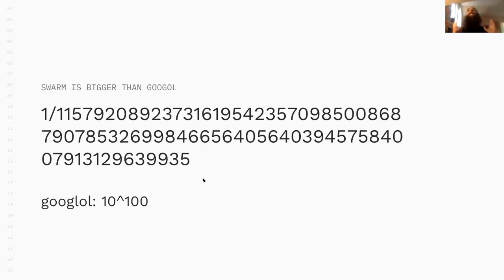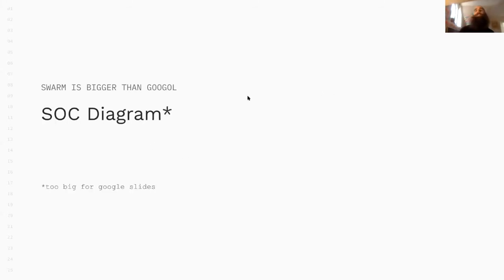As you can see, it's an absolutely gigantic number, and it's actually just over a googol. So Swarm is actually bigger than Google. I've proved it here. A googol is 10 to the 100. Now I've tried to prepare an artist representation of this as well. This was too big for Google Slides. So this is the whole of the disk, the entire address space.